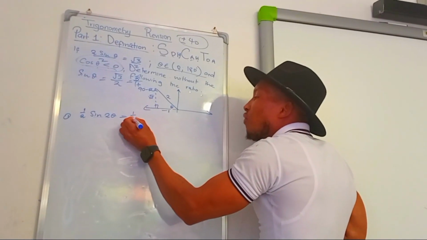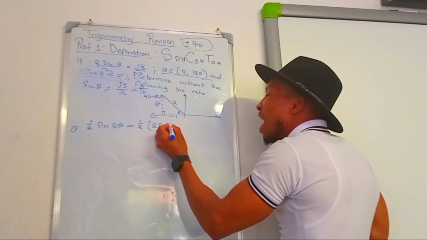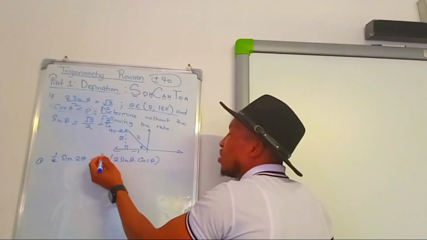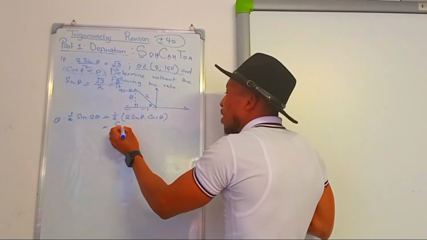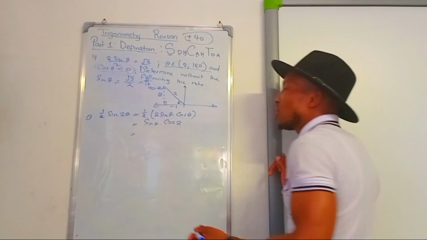We're just going to say we have 1 over 2, then 2 sine theta times cos theta. Then after that, 1 over 2 times 2 is equal to 1. Then we'll have sine theta times cos theta. Then you come out with a solution now.